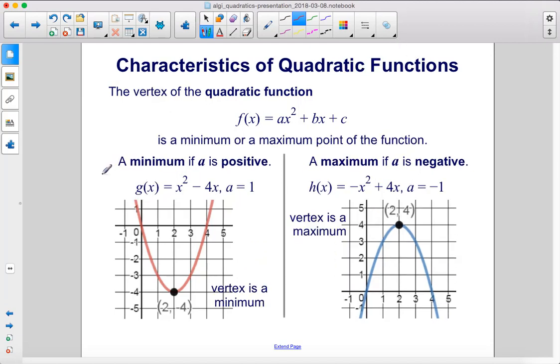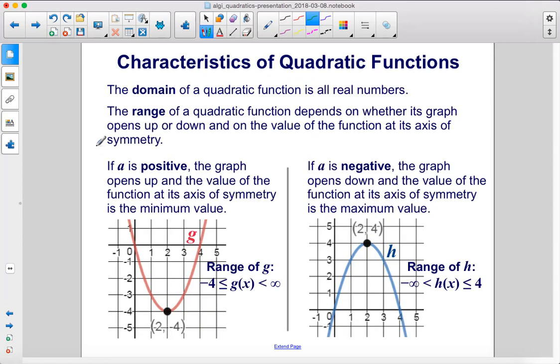The vertex of the quadratic function f of x equals ax squared plus bx plus c is a minimum or a maximum point of the function. It's a minimum if a is positive. So if this coefficient here is positive, like a equals 1, then this is going to be a minimum. However, over here, the vertex is a maximum if a is negative. So we have negative 1 as the coefficient here. H of x equals negative x squared plus 4x. Therefore, this point is a maximum.